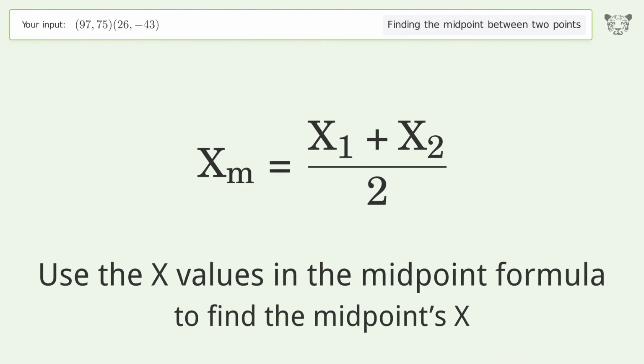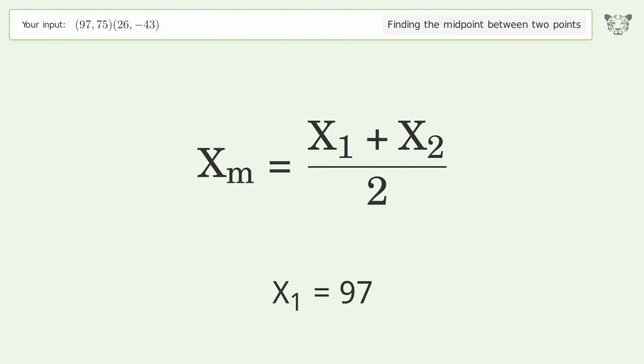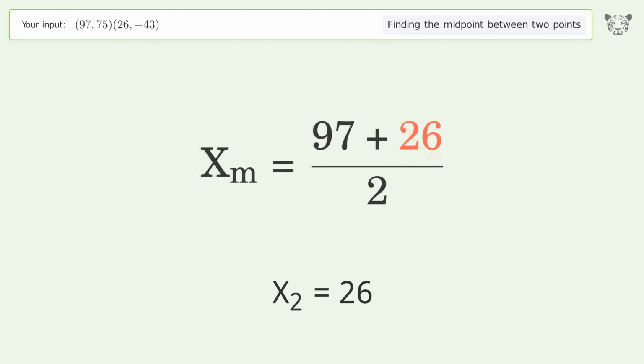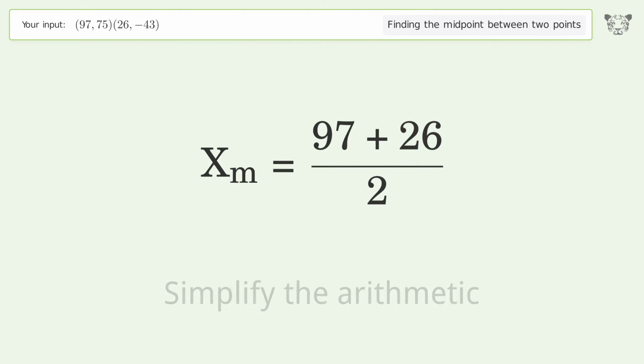Use the x values in the midpoint formula to find the midpoint's x. x1 equals 97. x2 equals 26. Simplify the arithmetic.